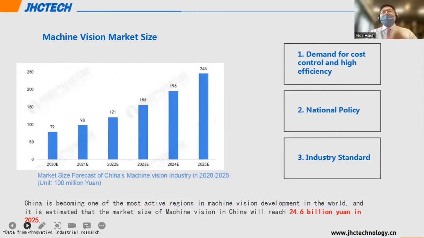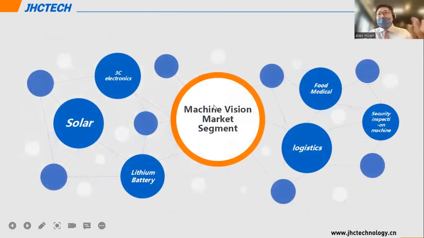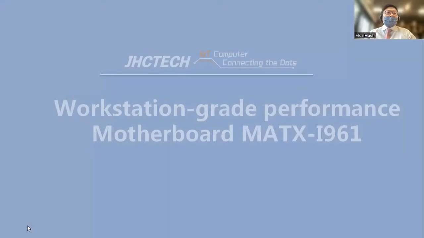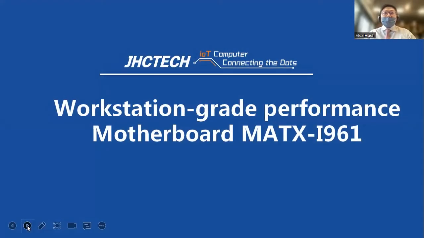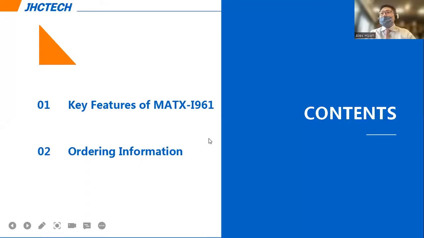Okay, next is the machine vision market size. I just want to emphasize that in China it reached 24.6 million in 2025. So it's an increasing market, and not just in China, it's worldwide. You can take a look at this application market.